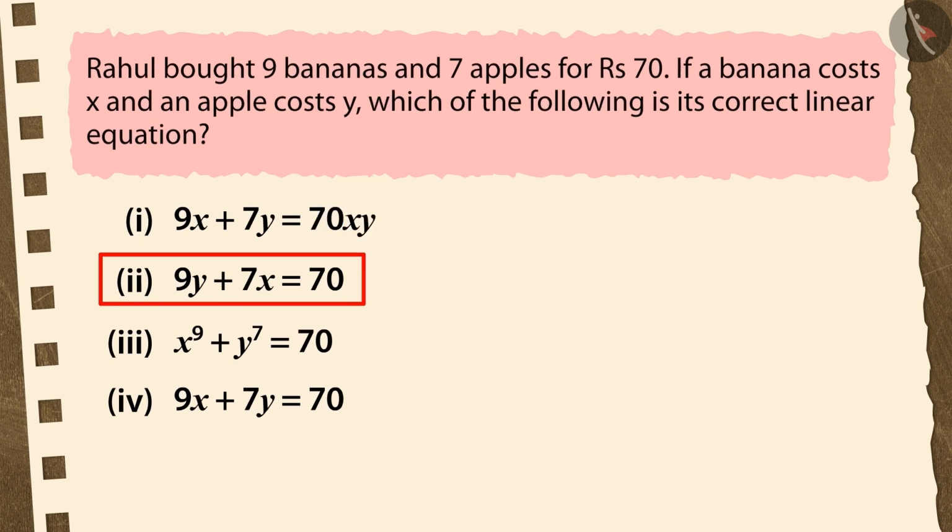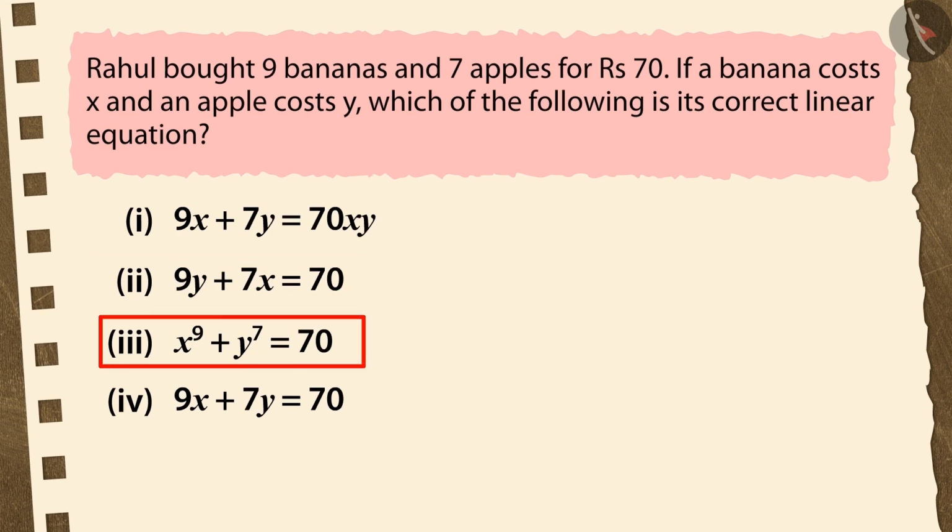If you have chosen the second option, that's the wrong answer. 9y plus 7x shows the price of 9 apples and 7 bananas, while the question refers to 9 bananas and 7 apples. If you have chosen the third option, that's the wrong answer.